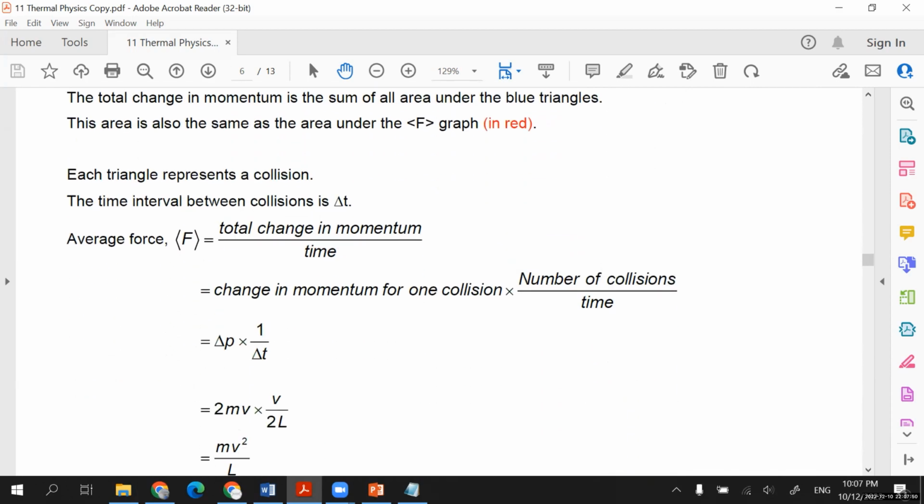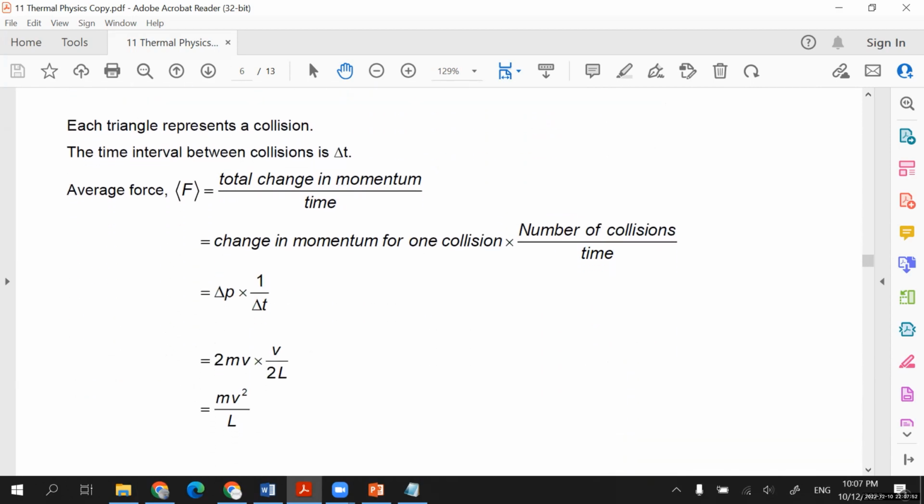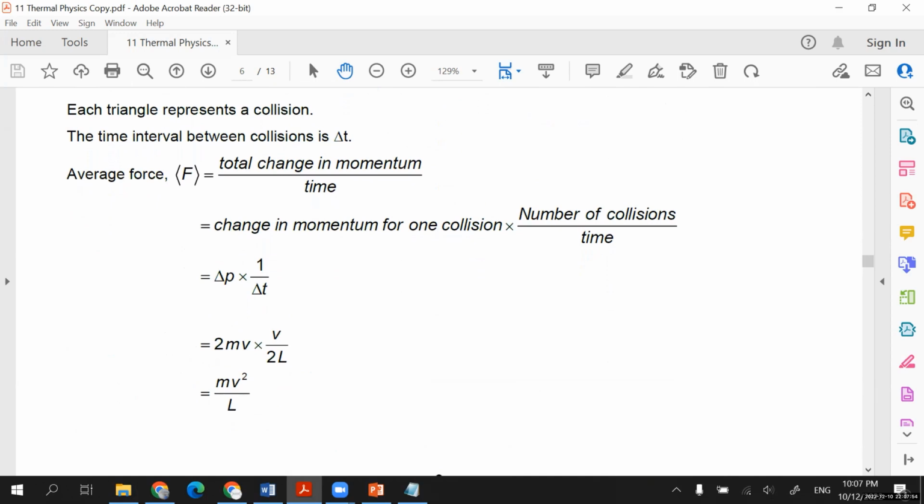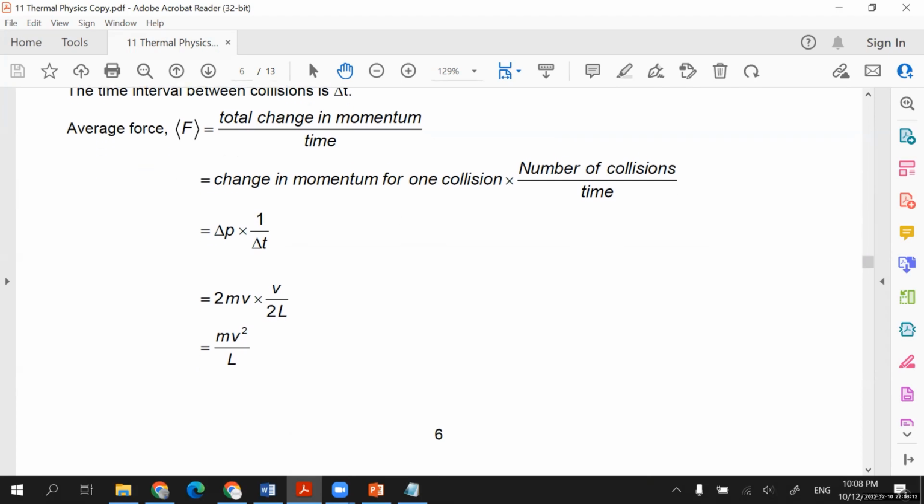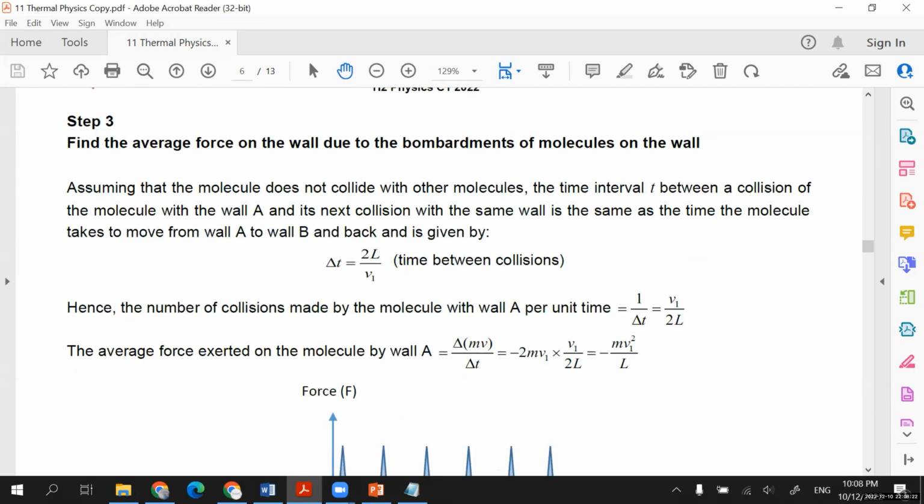Each rectangle represents a collision. So the time interval between collisions is delta t. So average force is equal to total change in momentum divided by time. It's also equal to the change in momentum for one collision multiplied by the number of collisions divided by time. So with this, we are able to get the average force equal to mv squared divided by L. This is what you have in your lecture notes.